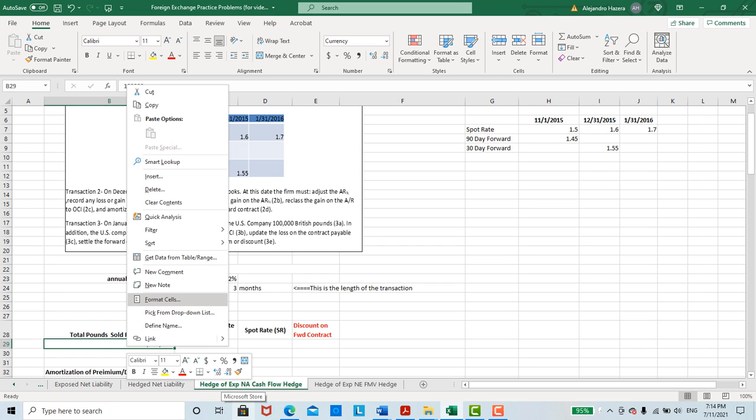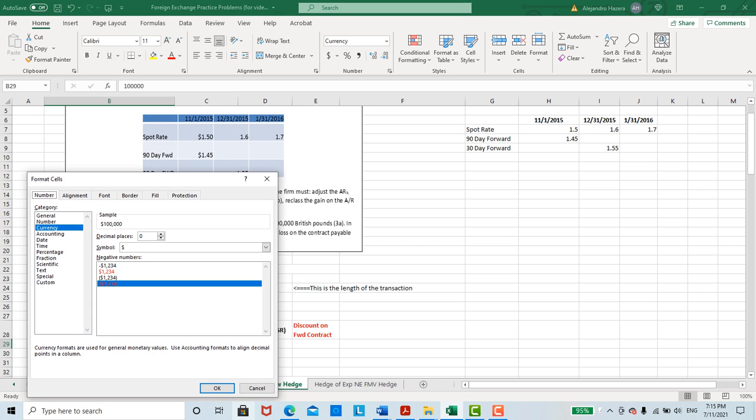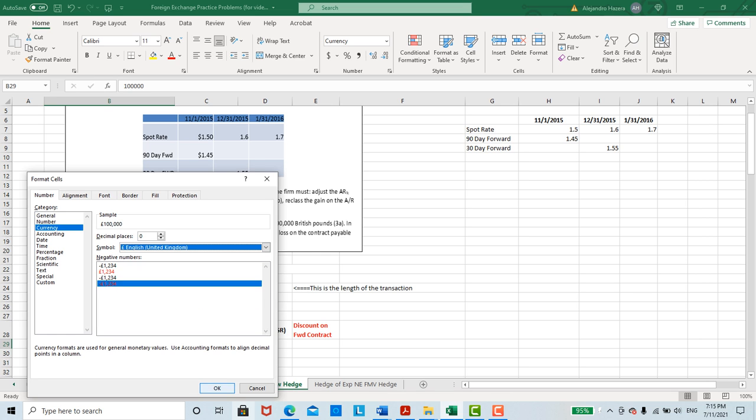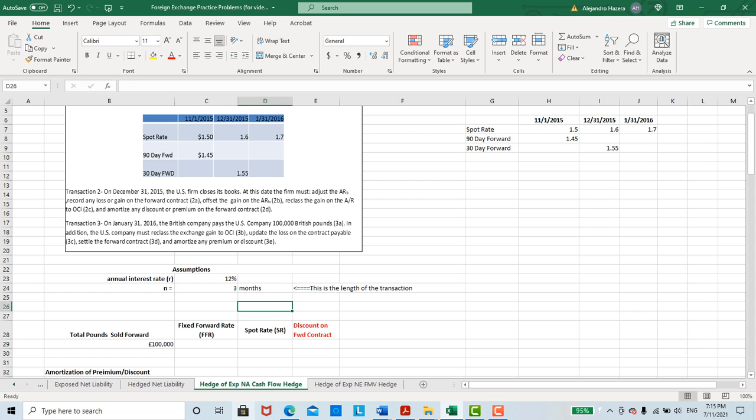I'm going to take the dollar sign out of here and convert the dollar sign into British pounds there. There's your British pounds. Okay, now we've got the fixed forward rate and the spot rate.